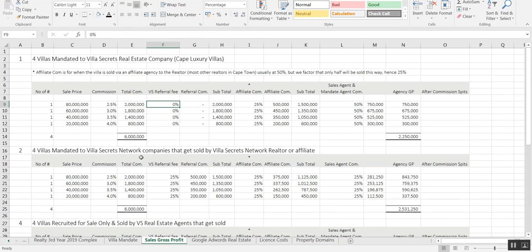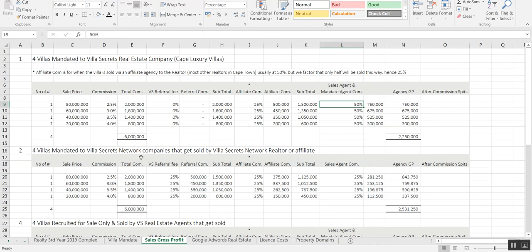There is no referral fee in this case, because the villa was already mandated to the real estate company. However, the affiliate commission applies when the villa is sold via another agency. Let's just say Christie's or Sotheby's found a client and came to us, this new entity, Villa Secrets Real Estate, Cape Town, and they made the booking. In that case, the commission would get split 50-50, but that's not going to happen all the time. It might happen one or two times, hence 25% on average for affiliate commissions. So we take that off.